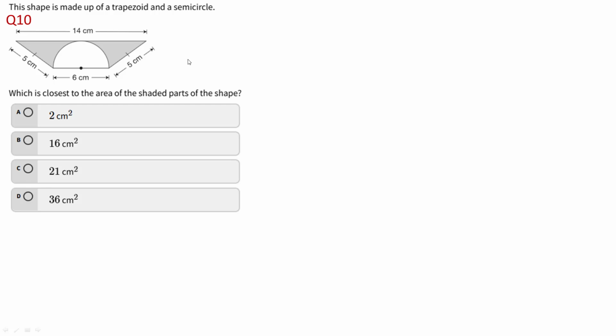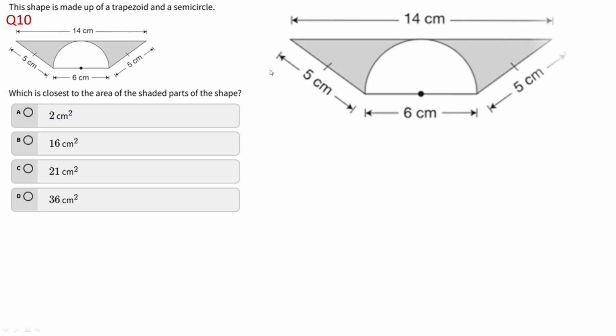Question 10. We've got this shape, a trapezoid and a semicircle. And I'm going to actually enlarge it over here so it's easier to see what I'm drawing. And I'll make a couple of constructions here. And another one there. Now, the diameter of the semicircle is 6. So then this is also 6 from here to here. I'm drawing these up so this is perpendicular here.